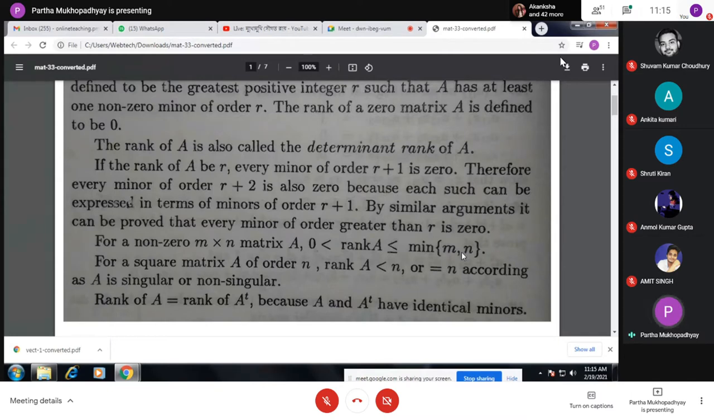I think this is very clear to you. Suppose the matrix is a 2 by 3 matrix, so a 3rd order minor is not possible to find. So the maximum possible rank can be 2, or less than 2, that is 1 or 0.